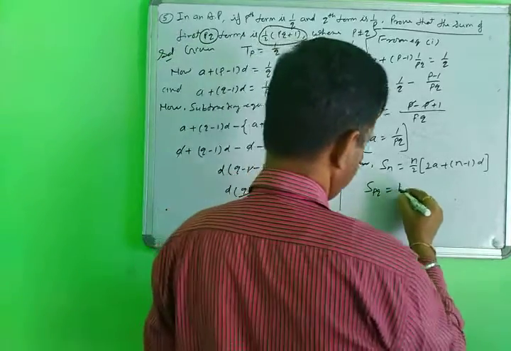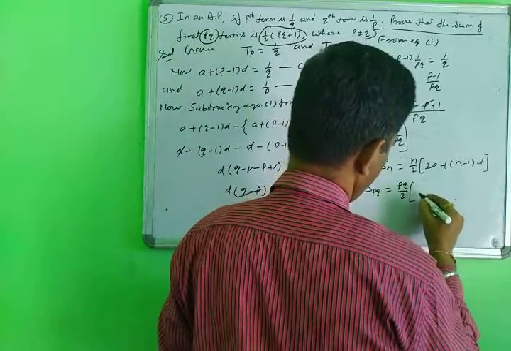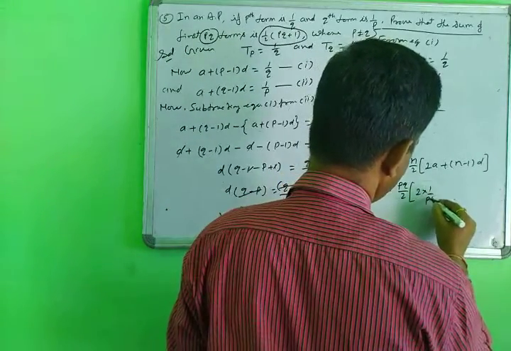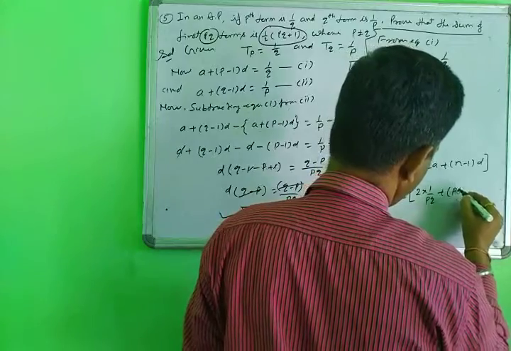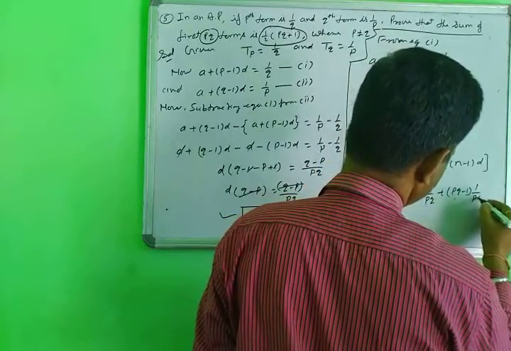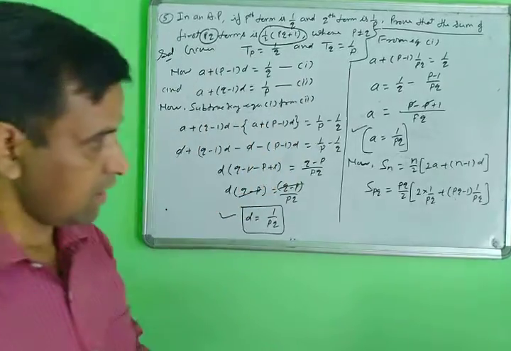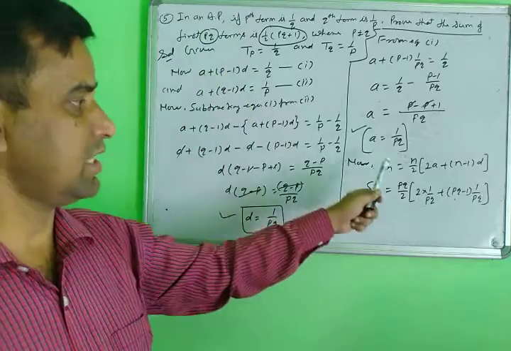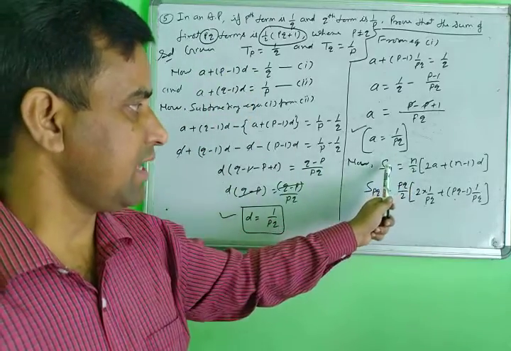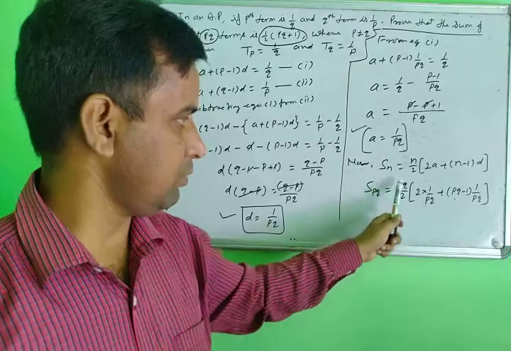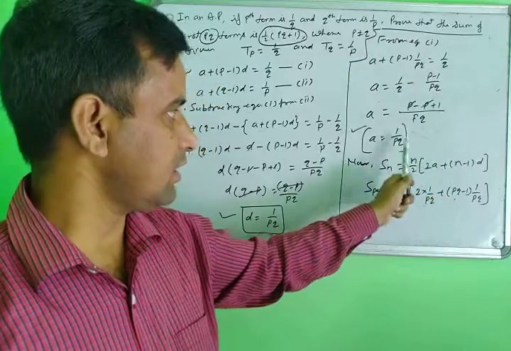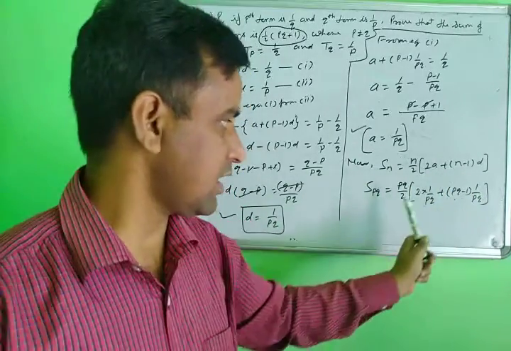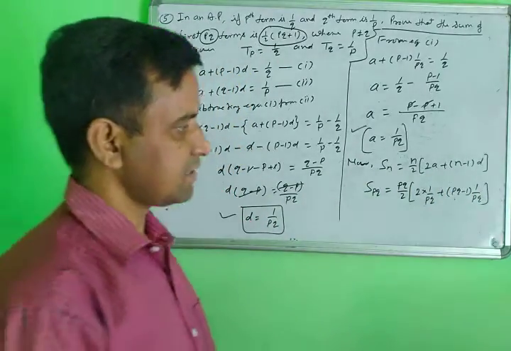Then pq upon 2, into (2a plus (pq minus 1)d), where 2 into 1 upon pq plus (pq minus 1) into 1 upon pq. Look here: when you put pq as the value of n, in every n place you put pq. What is the value of a here? You have already found it. What is the value of d here? You have already found it. Then you put them here, solve these steps, and you get the answer.